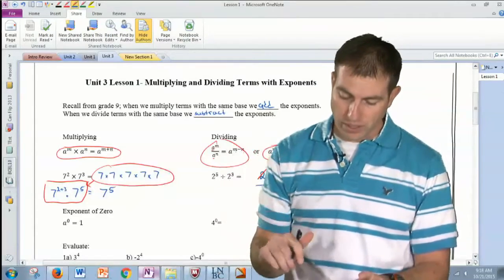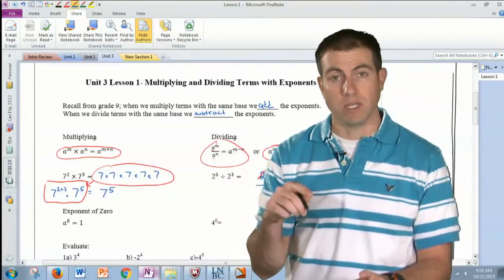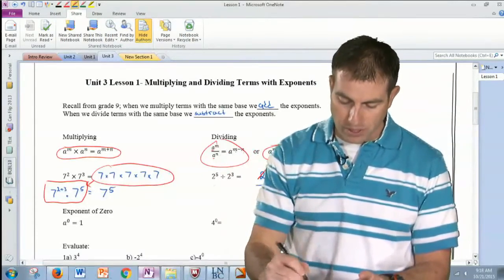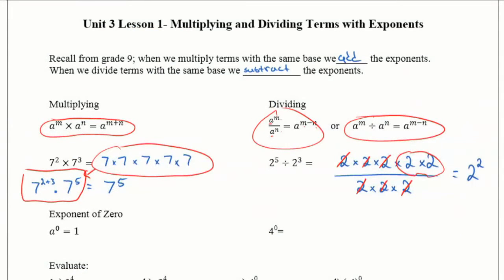The alternative way, the way that we're going to do it in grade 10, is I would write it, I'll just write it down below here in red. I would have 2 to the power of 5, and then I would subtract 3, which gives me 2 to the power of 2. So I end up at the same spot, doing it both ways.